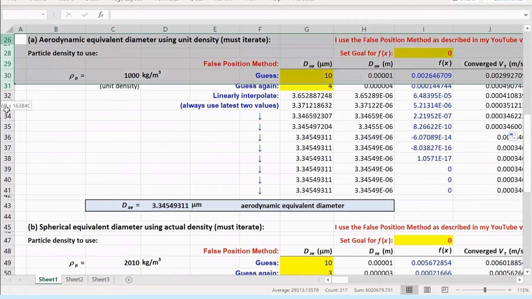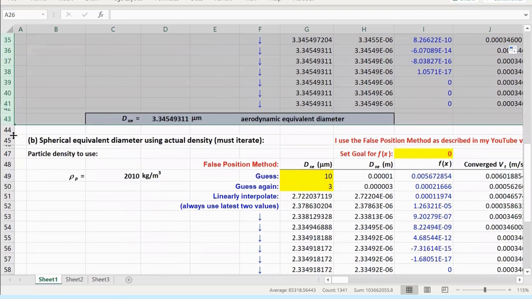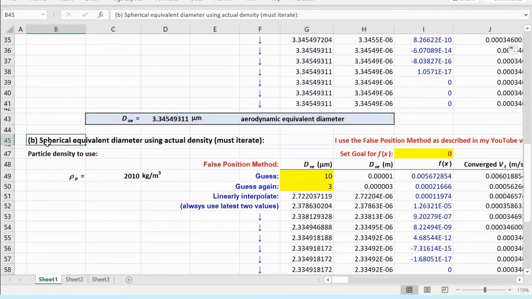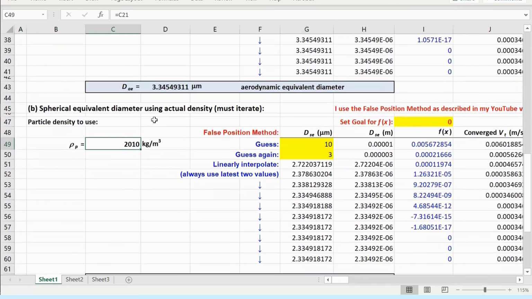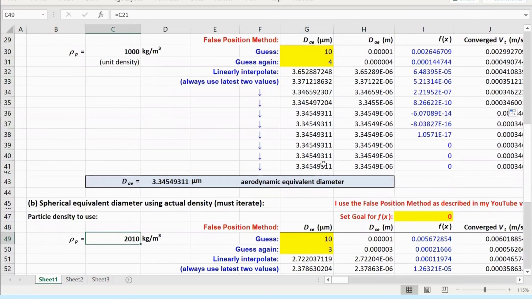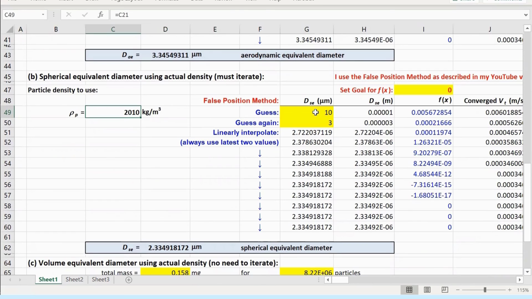I grabbed all these rows, copied them, pasted them again here, changed the wording and the A to B, and all I did was change this to be C21, which is the particle density that I had specified. The rest of it's identical. I can use the same or different guesses. I just want to show you that this is pretty insensitive to what you guess. So let's just do 2 different guesses. Notice the answer is 2.335.